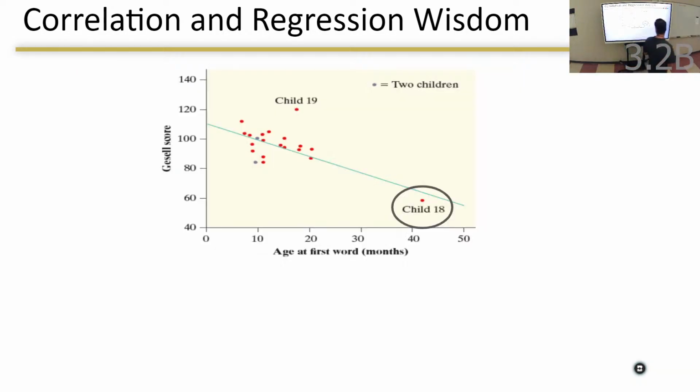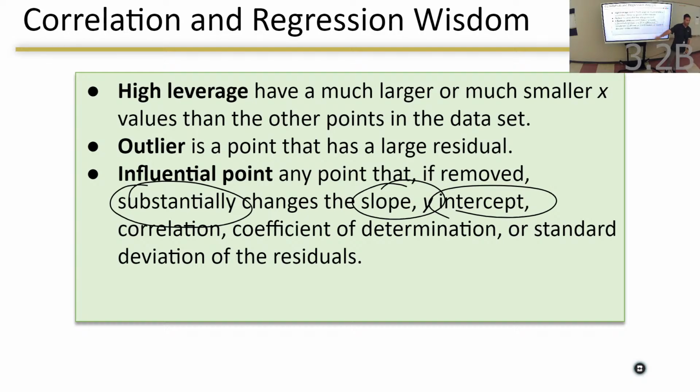Beautiful. Y'all good? Y'all see this data here? Child 18 is very, very influential. Go back one more. I'm not done. Okay, good. Sorry, y'all were still writing. Influential and outlier.